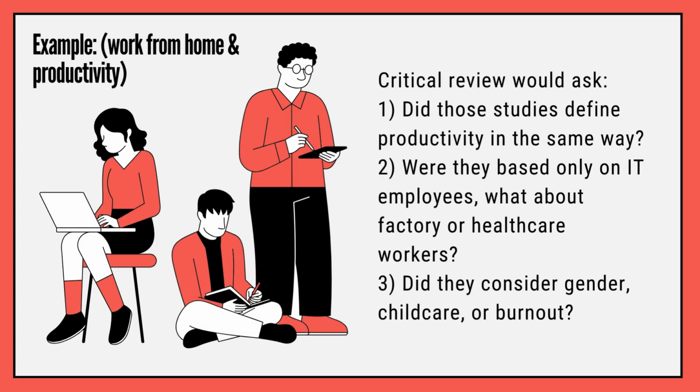Let's understand it through an example. Work from home productivity. So our research question is, does working from home improve productivity? If we do a narrative review, it would say some studies say yes, others say no. And if we choose a systematic review, it might say across 20 studies, productivity increased by 15% on average.